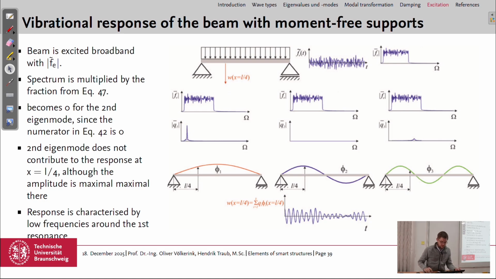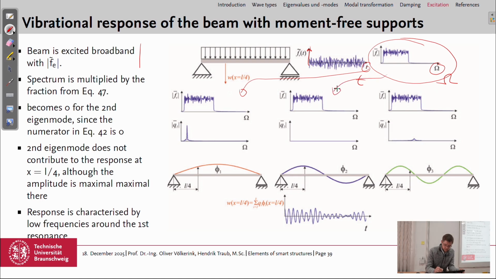Now, this slide is a bit crowded, but we will have a look. We assume that a beam again is excited with a broadband spectrum. So this is the excitation of the beam with respect to time. This is the same spectrum or the same excitation in the frequency domain. We use this in the frequency domain as an input to look at the different eigenmodes with our transfer function.